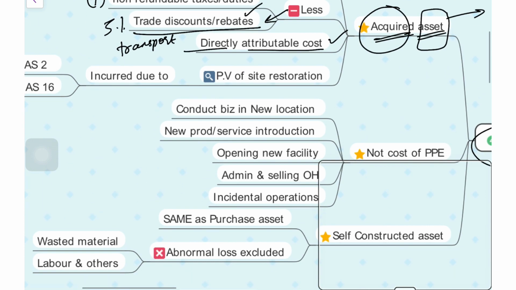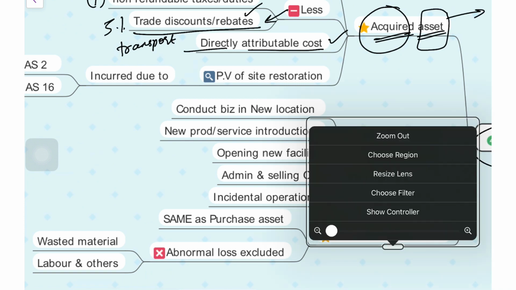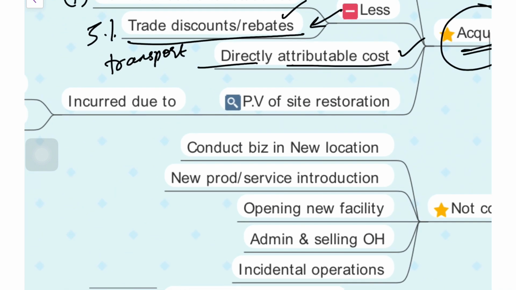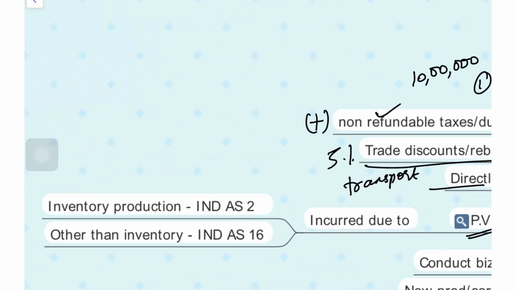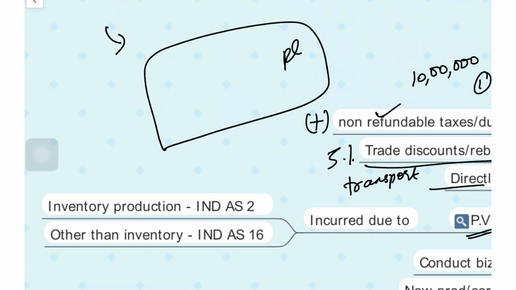There is one final cost that you have to add so that you are able to arrive at the final value. So what is that? It is known as the present value of site restoration. Okay. So what does present value of site restoration mean? Let's take an example where you have got a land where you are going to set up the plant and machinery that you have got for this 10 lakh rupees, and where you are going to do your production.